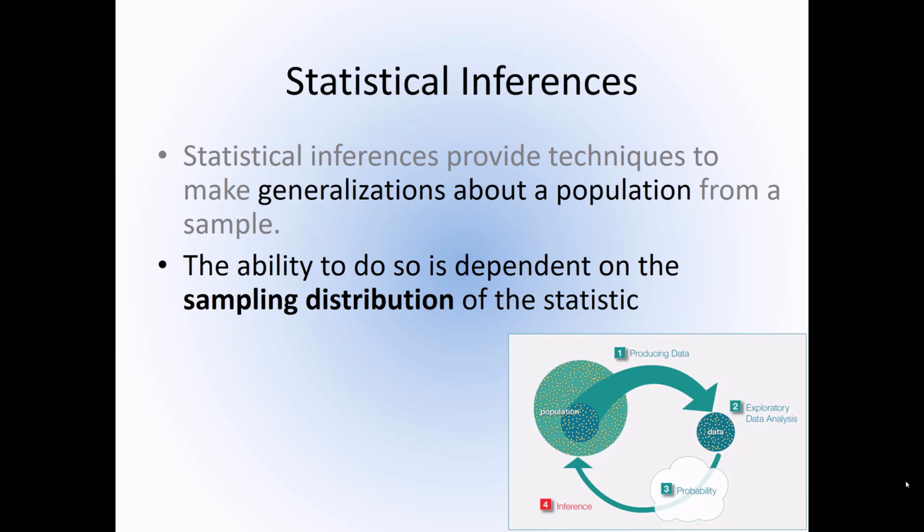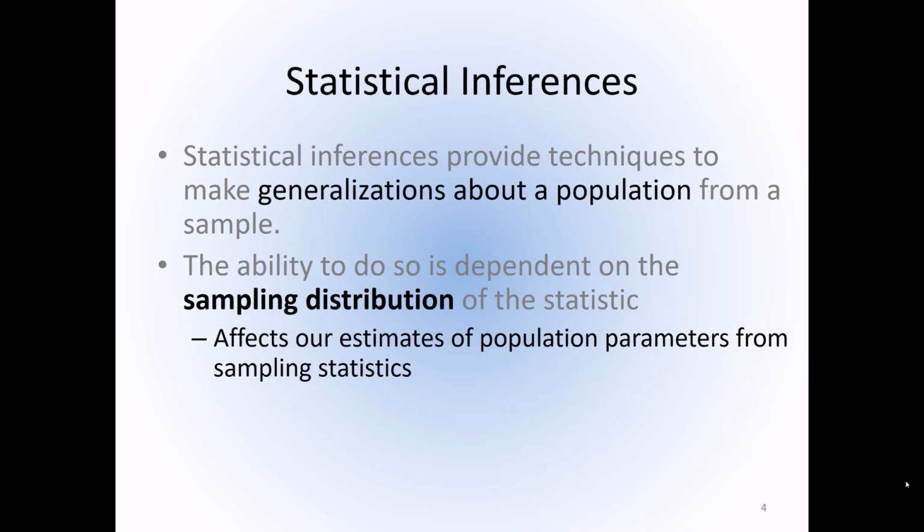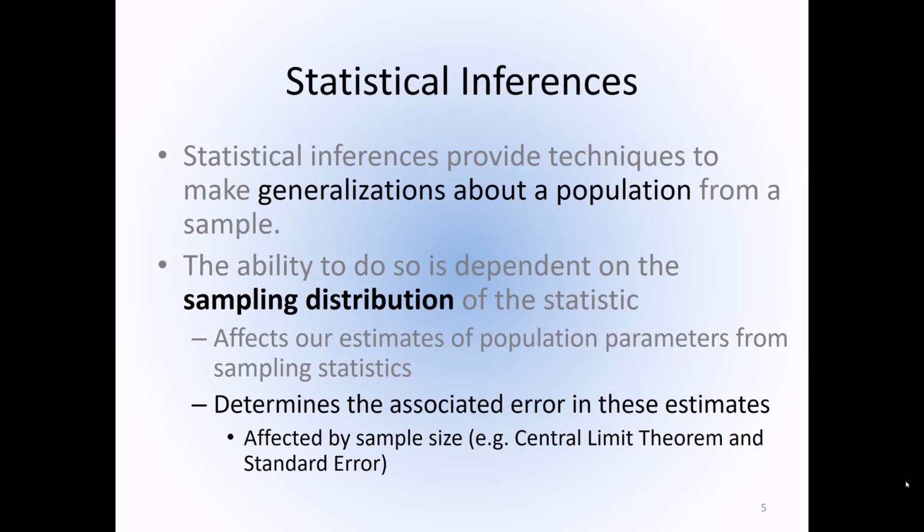And the ability to do so is going to be based on our sampling distribution, as we talked about in the previous video. In part because our sample is going to affect our estimates of the population, and partly because of the error in these estimates. Based on our sample sizes, we will have certain levels of confidence in our ability to estimate the parameters of the population of interest. And this goes back to the central limit theorem that we discussed in the previous video, which in part is determined by the standard error of our particular sample.